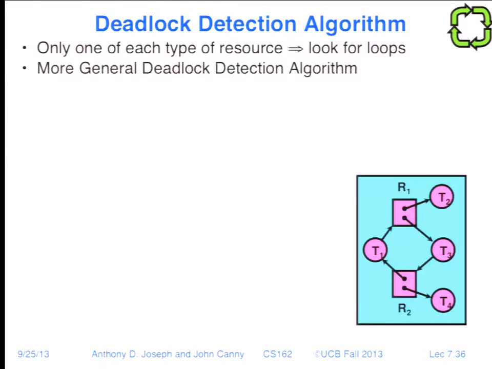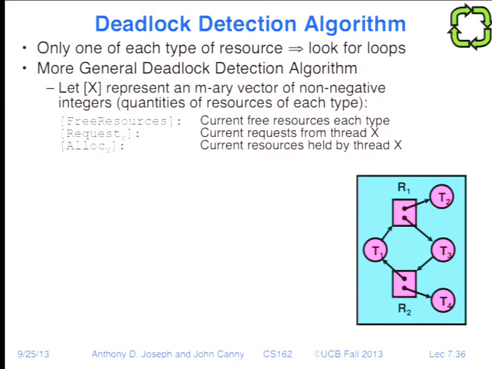All right, so you can look for simple cyclic loops on individual resources. A more general deadlock detection algorithm uses sets of resources. We assume that we have a vector of numbers of resources of each type. So free resources X is a vector of those numbers. A request is a vector of requests, the number of objects that you're requesting of each type. And finally, the allocation is the number of objects of each type that you're allocated currently.